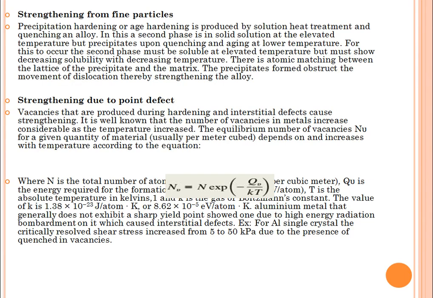Equal number of vacancies, and the equal number of vacancies, the number of quantity of the material, it is measured in terms of cubic meter, depends on an increase of temperature according to the equation. Nv is equal to N exponential of minus Qv by kT. So like this, some of the constant values are expressed. If you substitute in the equation, you'll be able to calculate.